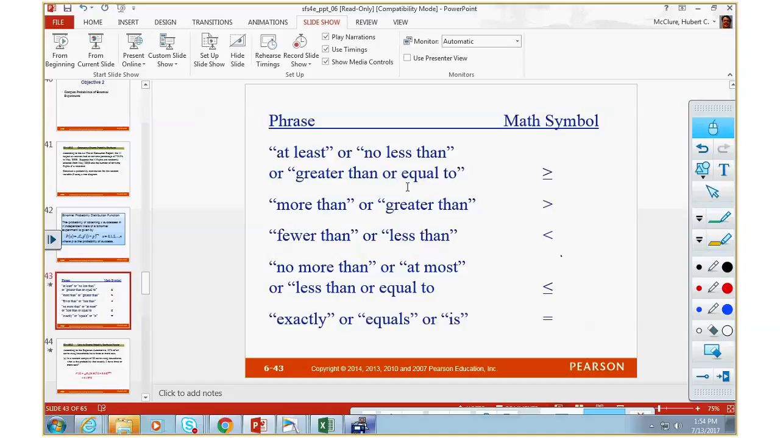Write these down. Very important. Write them down, because you're going to see these on a test and you're going to go, huh? I don't understand.